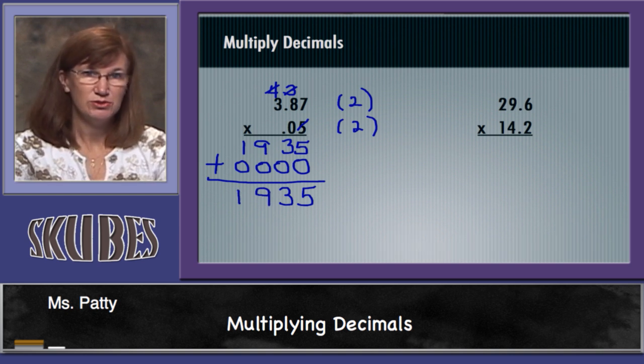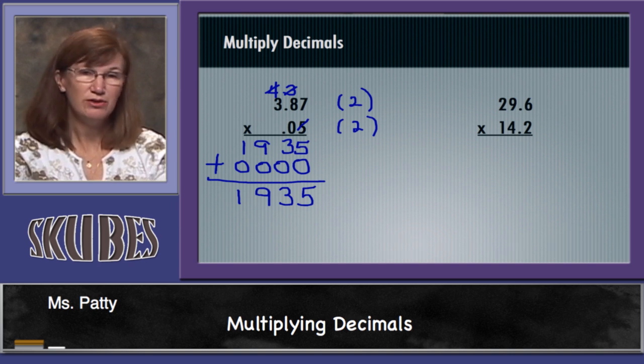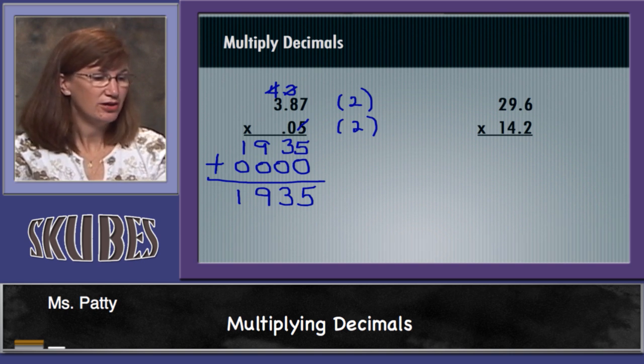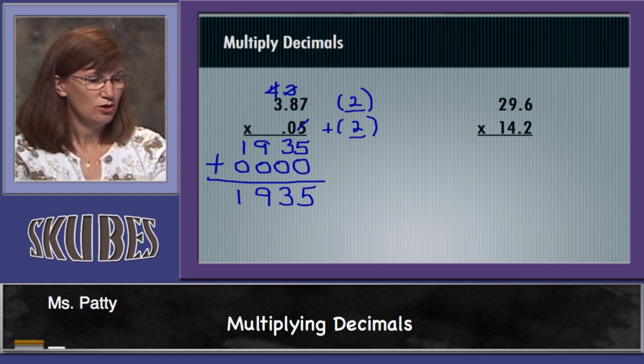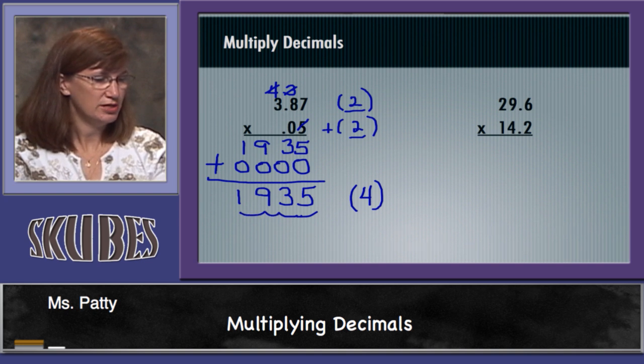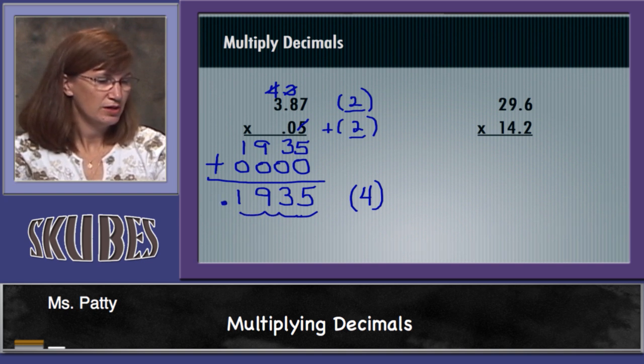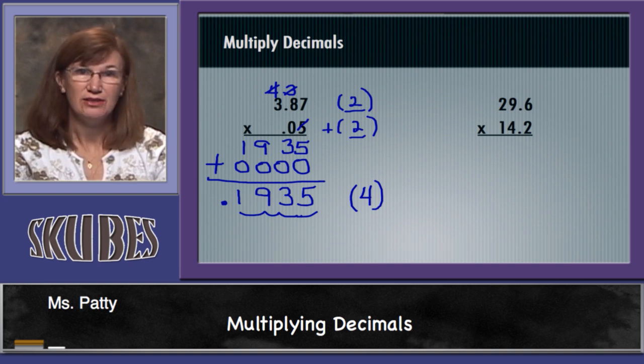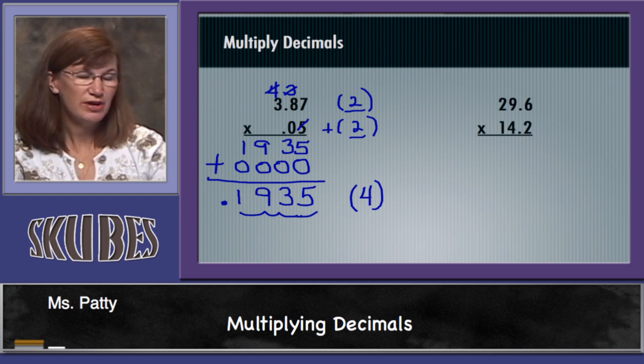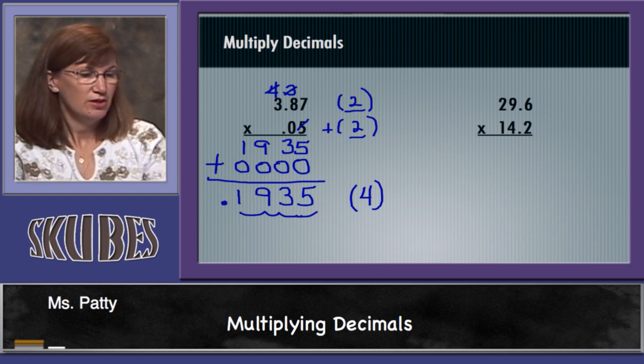And it would look like our answer is 1,935, but we need to go back and add our numbers that were behind the decimal. We had a 2 and a 2. We're going to add those up and we get 4 places behind the decimal. So we're going to count over 1, 2, 3, 4, and our decimal is going to go in front. So our answer is 1,935 10,000ths. Let's try that again on our next problem.